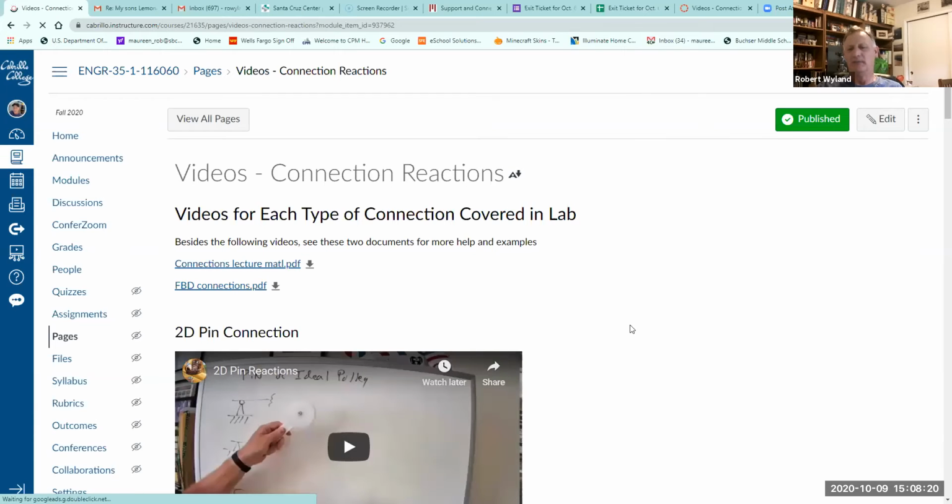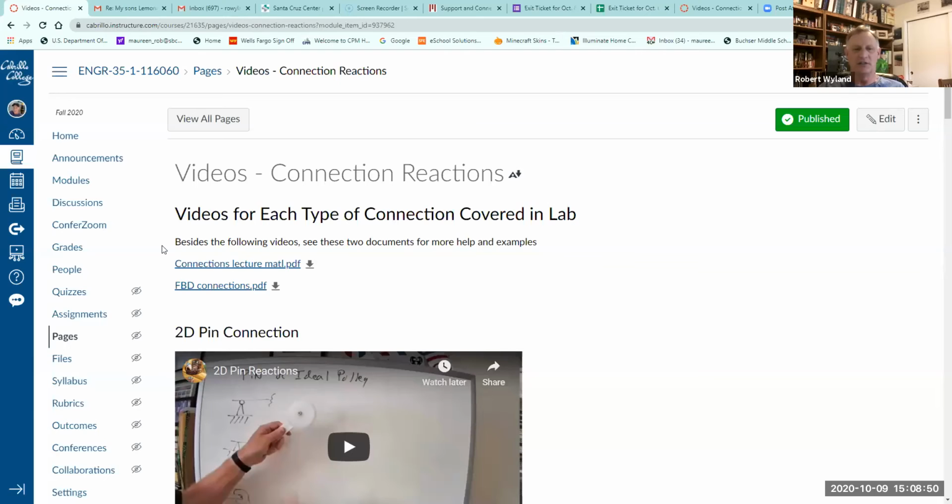So on to the next page, and I'm just going to briefly go over this. This page is mostly for your reference. If you get lost in this lab and you're not following along with me, I have recorded all 13 types of connections that we are going to cover in this lab. We are covering 13 types of connections today, and for all 13 of them there is a short video that you can go and reference. I've also put 2 documents there that you can also pull up and look at.